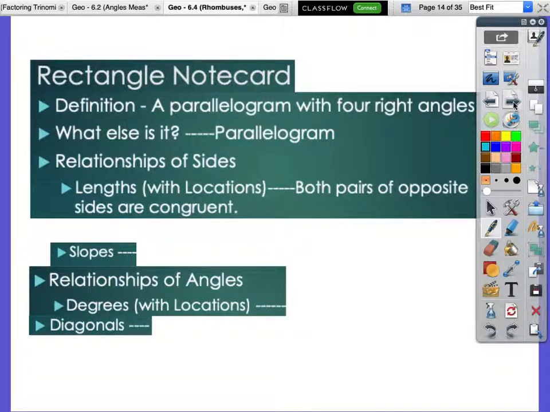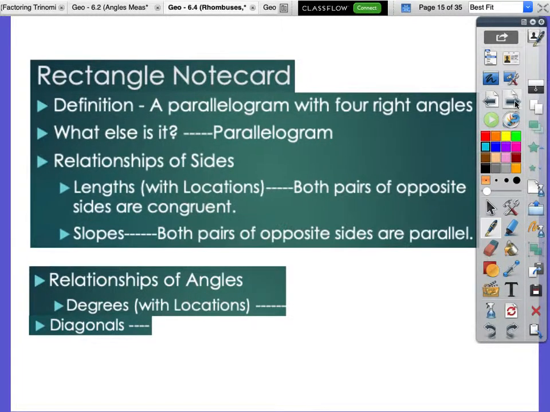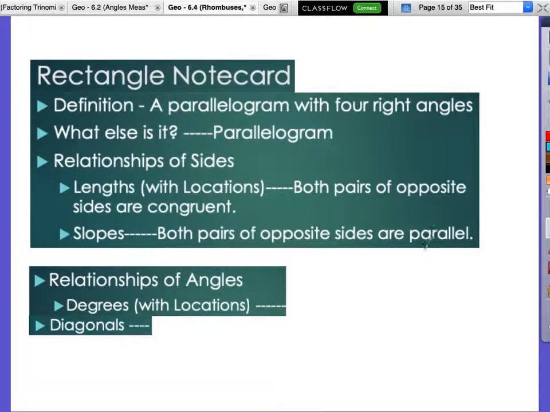Alright. What do we know about the slopes? What does that tell us? Both pairs of opposite sides are parallel. Now are both the length and the slope part, do we know those from parallelogram? Yeah, because it's a parallelogram, and it's true for that, it's automatically true for the rectangle as well.